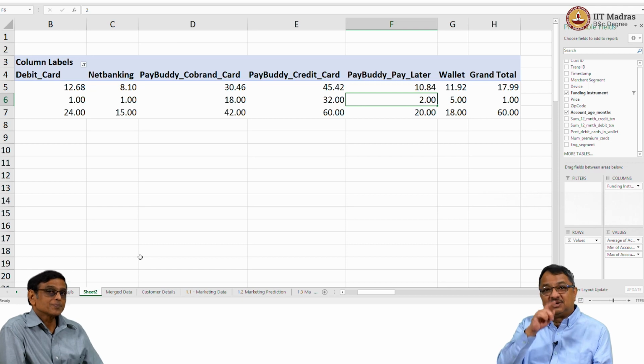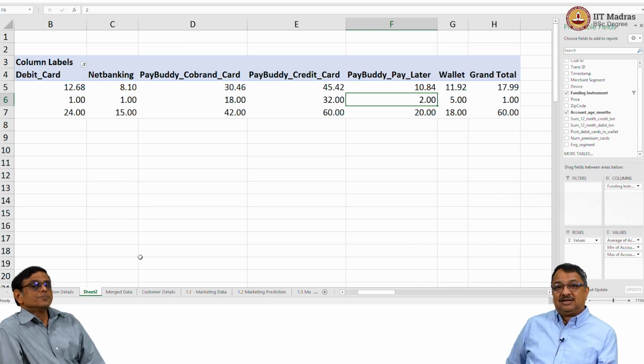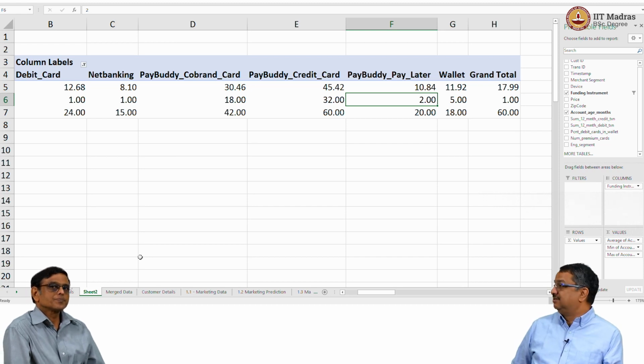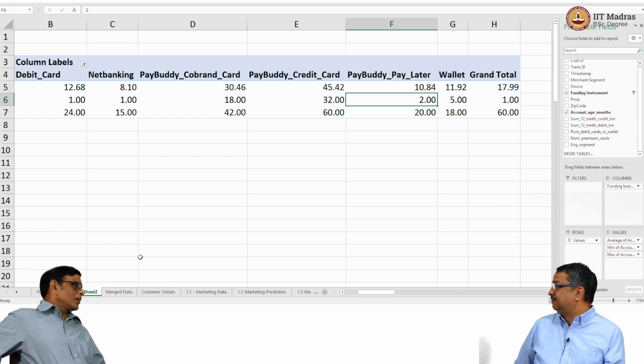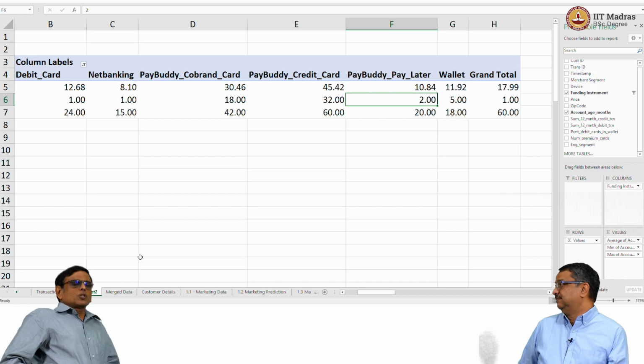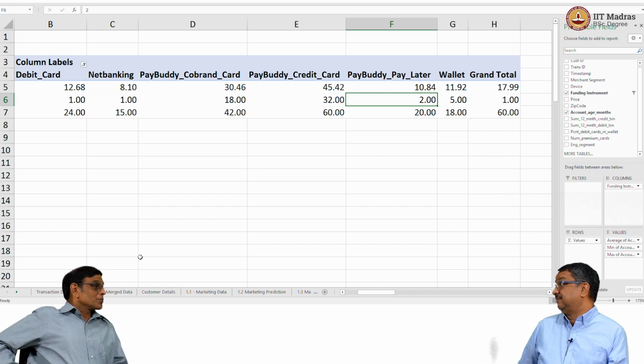Okay. Now let's look at what the pay later guys are doing. Pay later guys are all 2 to 20 months sort of account age. It looks like a debit card customer. Correct. So a debit card customer is also a PayBuddy pay later customer. Looks like.